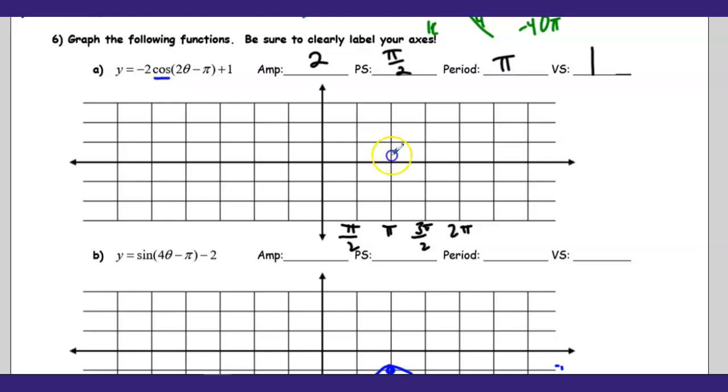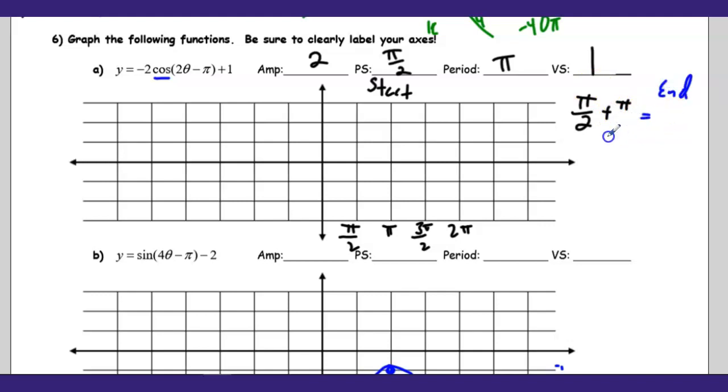Well, check this out. We know this graph is going to start right here at pi over 2. That's the phase shift. Remember, that's also the start. I also know that the period is pi. So if I take my phase shift and add my period, I can figure out exactly where this graph is going to end. I could find the end.